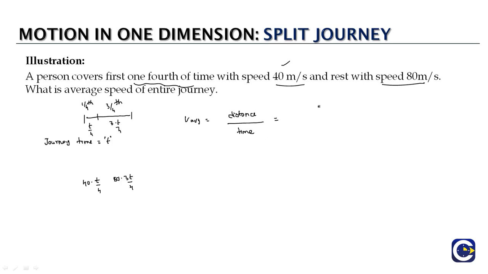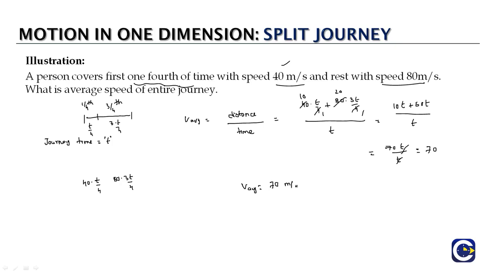Now the total distance will be nothing but the addition of both these, which means 40 into t by 4 plus 80 into 3t by 4, divided by the total time, which is t. Now maybe what we can do is, 4 ones are 4, 4 tens are 40, so what we see in the numerator is 10t plus 60t. So the numerator is 70t. So the average speed value, along with the unit, is going to be 70 meter per second.